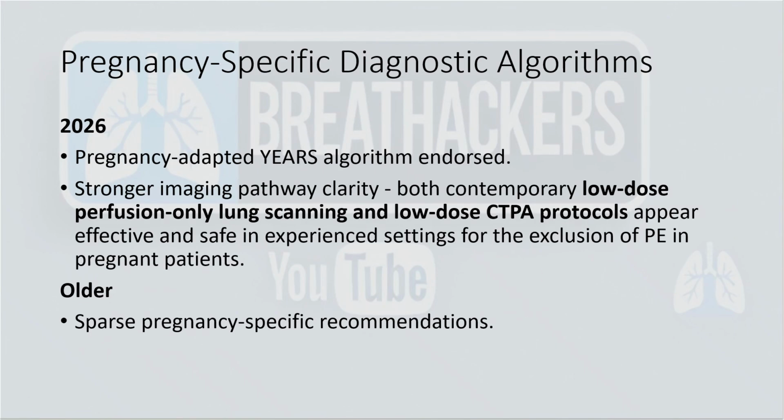This concept remains consistent. Coming to pregnancy, now the pregnancy-adapted YEARS algorithm has been endorsed. There is strong imaging pathway clarity. They say that low dose perfusion-only lung scanning or low dose CTPA protocols are the new things which appear effective and safe in an experienced setting for the exclusion of PE in pregnant patients. Of course, you have to get a D-dimer done and check the YEARS algorithm. If the patient needs further imaging, you can go for low dose perfusion-only scanning or low dose CTPA.